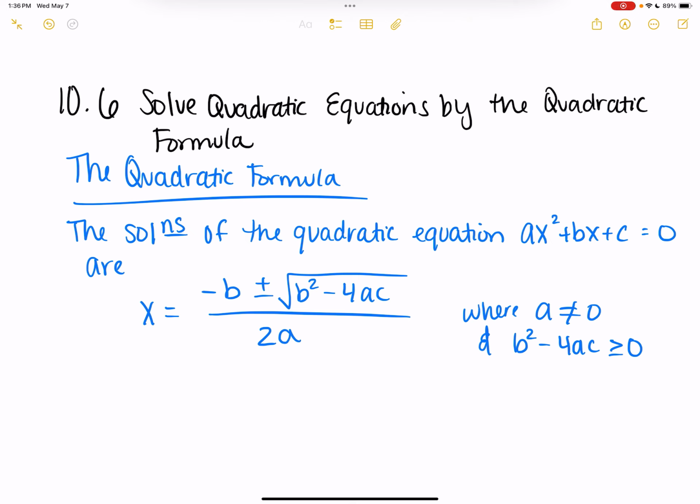So a, b, and c are just numbers from the quadratic equation. A is always the number in front of the squared term. B is always in front of the x that's by itself. And c is always the constant term that doesn't have any variables with it. So we take those and plug them into this formula.